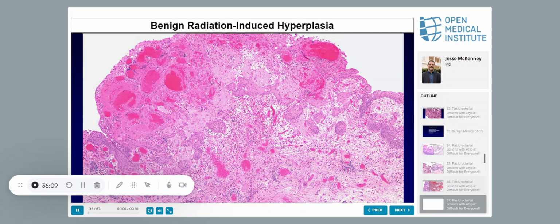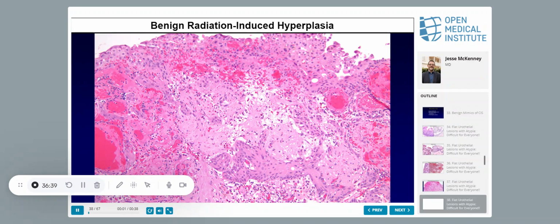Now, again, on low power, look at the top. You've got blood lakes, you've got fibrin. Here's organizing fibrin. But look at the base. The urothelium is actually underneath all that, and it's these irregular clusters and nests. So this is actually radiation-induced hyperplasia. You want to recognize this, and if you recognize this, then you know this is hyperplasia.